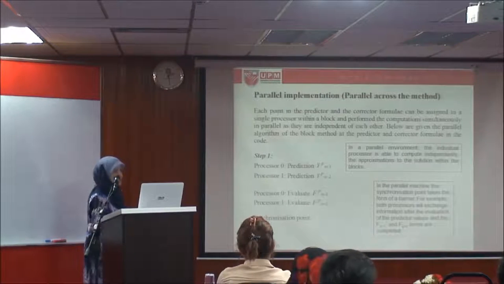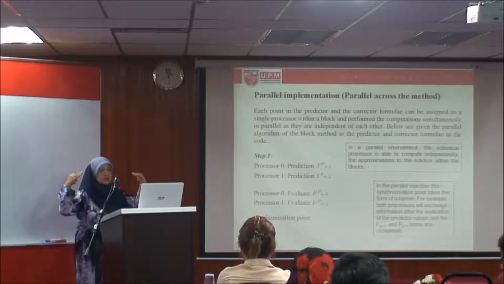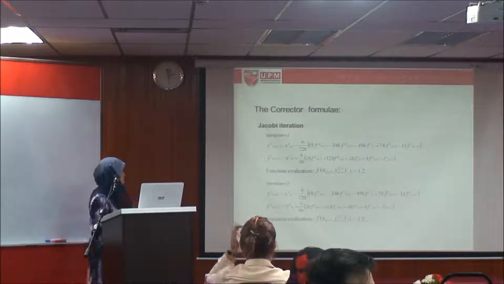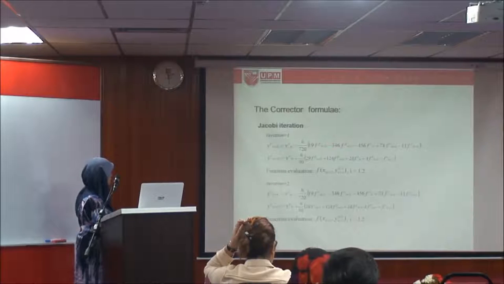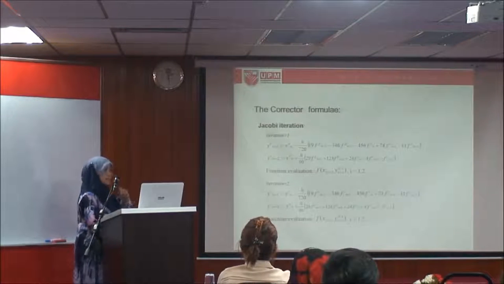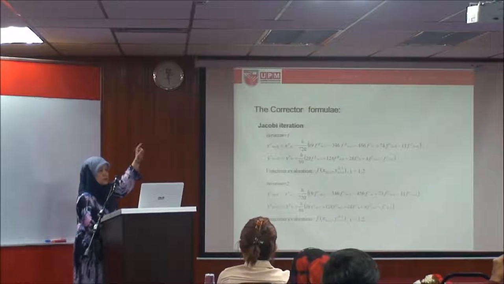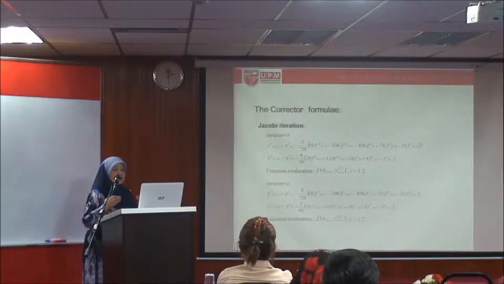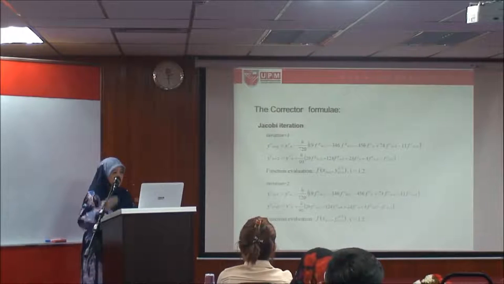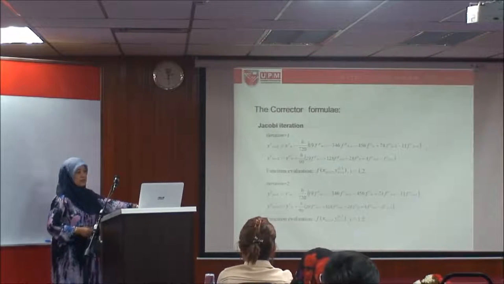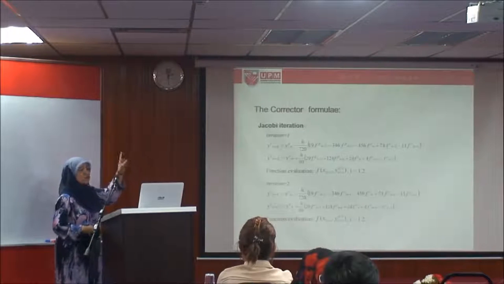Why do we need to have the synchronization point? Because the calculation will be very fast. But if you look at the corrector formula, this value will come from the previous iteration, and these two also from the previous iteration. But I did mention to you, the n plus 1 will be computed by processor 0, and n plus 2 by processor 1. So if I don't have the synchronization, the calculation will go very fast. Whichever processor comes first before this corrector formula will enter the formula.